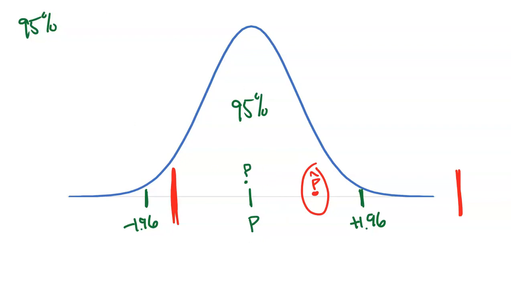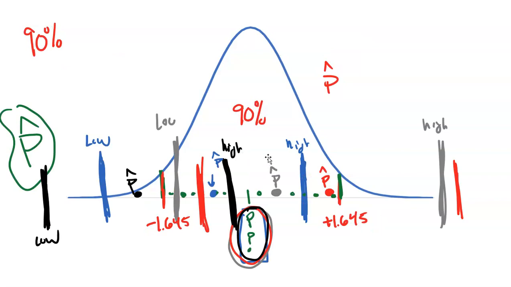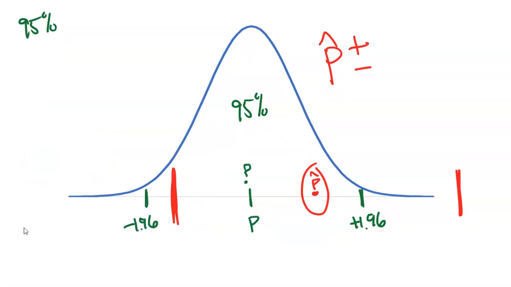So the basic idea is this. We're going to start with a sample proportion. We're going to add and we're going to subtract a certain number of standard deviations. And again, how many standard deviations you add or subtract is based on how confident you want to be. Back here, I was 90% confident. That was a z-score of positive and negative 1.645. Here, I want it to be 95% confident, so that's going to be a z-score of 1.96.